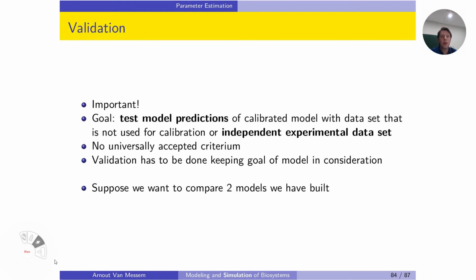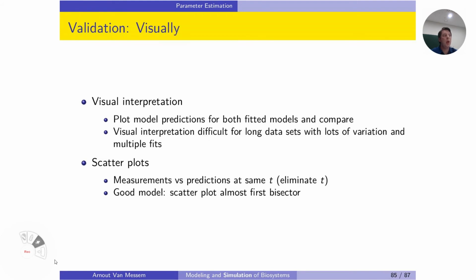Where can we use validation? We can use it for comparing two models and selecting the optimal or the best model of those two. So suppose we have two models, we want to compare them. How can we validate them? So how can we see which one would be better than the other? We could do this visually, or we could try to do this visually. Visually means that we make a plot for the model predictions for both models, and then we compare them.